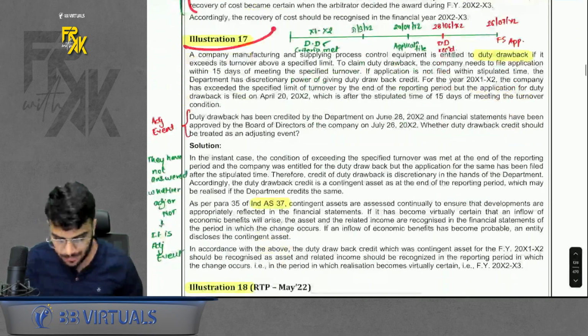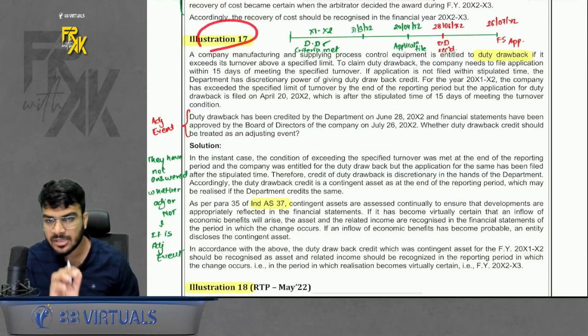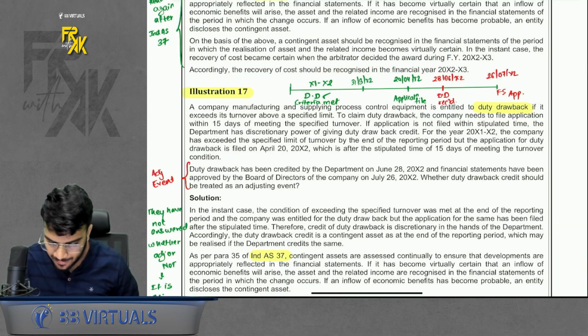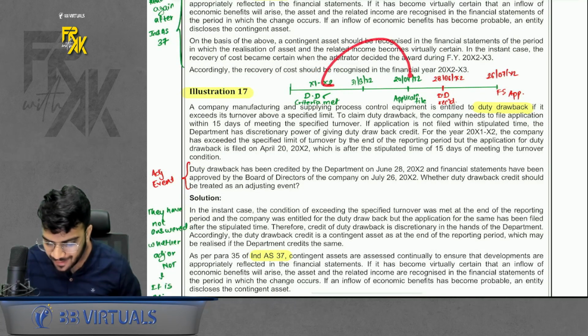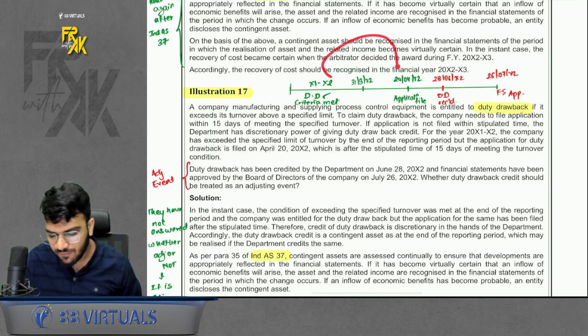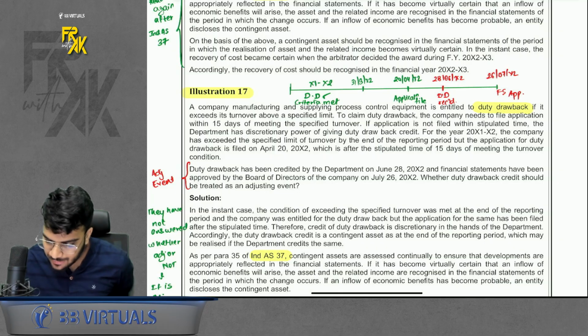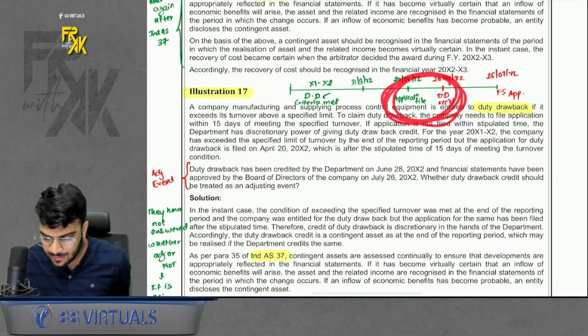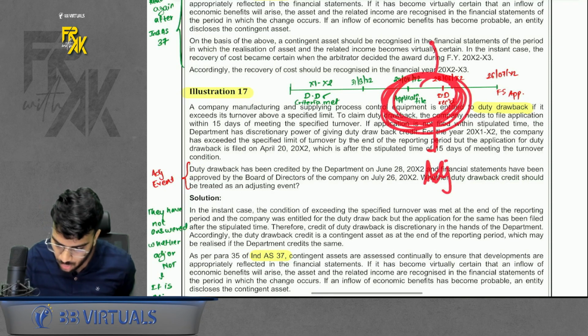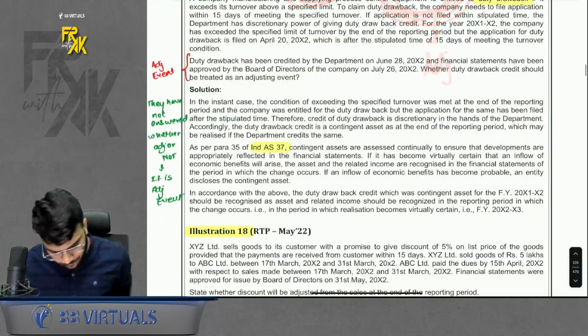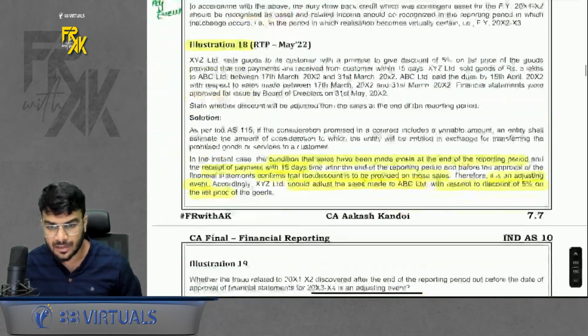Illustration number 17. What is there in this? I am just giving you an overview revision. So for example, we are entitled to a duty drawback in a certain year. For that, we have to file an application within 15 days. We filed the application late, but we received the duty drawback. So in that case, is this event an adjusting or non-adjusting event? This is an adjusting event. Why? Because the condition of this already existed when I was entitled to the drawback, right? But again, give the referencing of 37 as well.